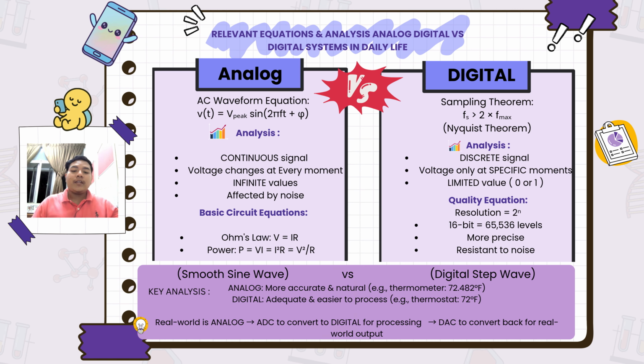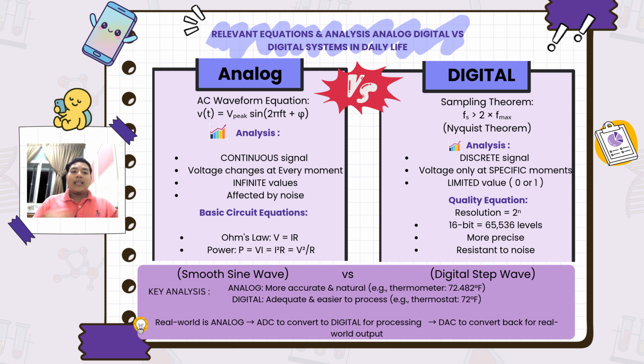Hi everyone, so for my part, I will explain the relevant equations and analysis. I will compare analog and digital systems using mathematical equations. Analog uses the AC waveform equation V(t) = V_peak sin(2πft + φ), which represents a continuous signal with infinite values.